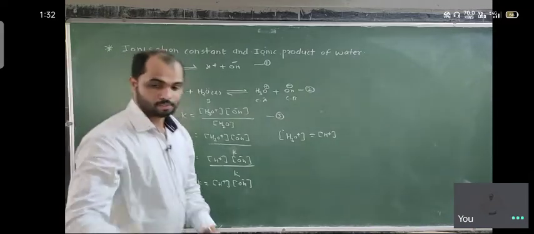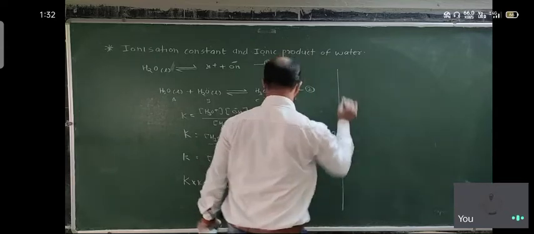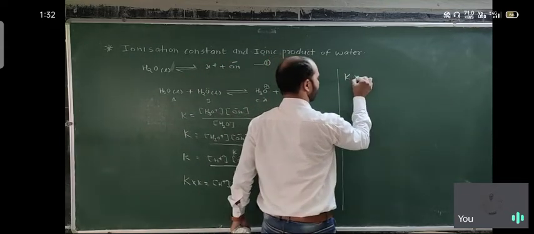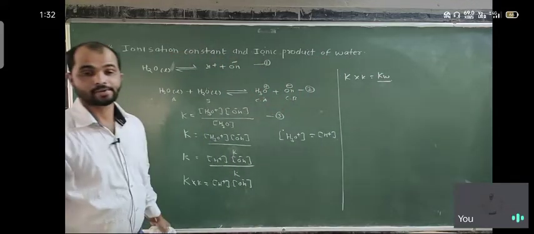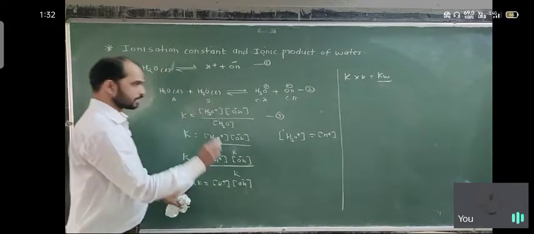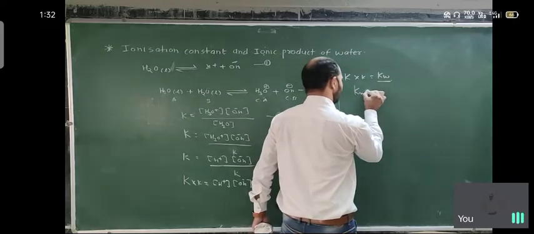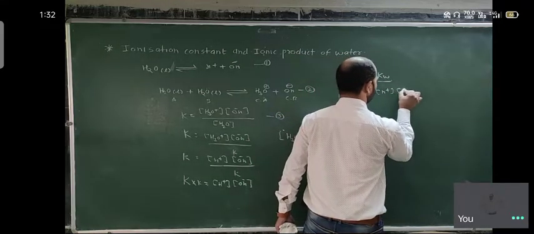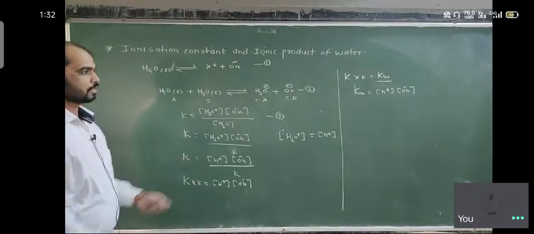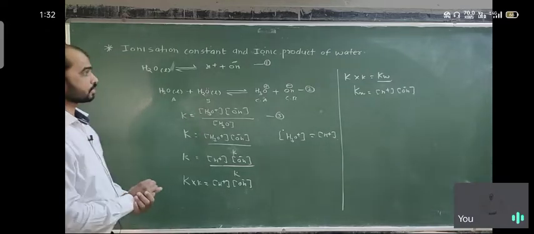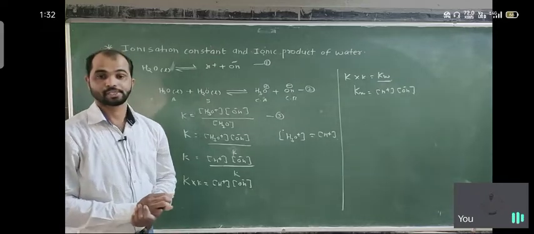That means for this we consider capital K times small k is equal to Kw, which is the ionization constant of water. So if we consider K times k is equal to Kw, then Kw is equal to H plus OH minus. And H plus OH minus is the ionic product of the water. It is the ionic constant and ionic product of the water.